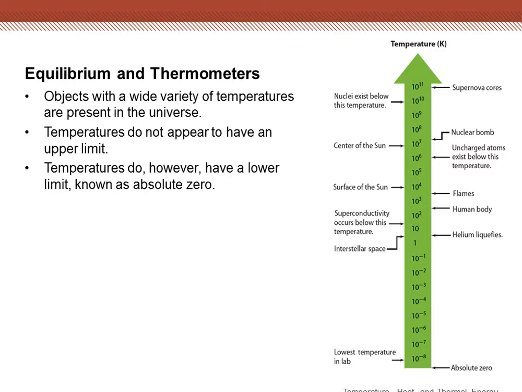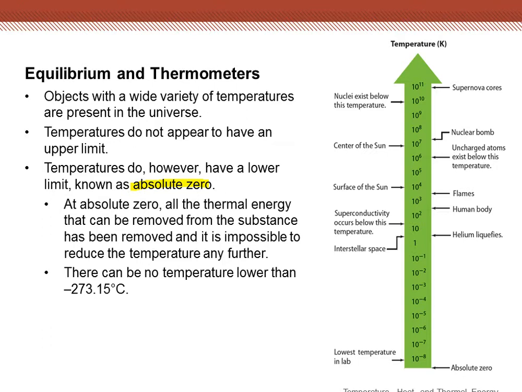However, temperatures do have a lower limit, and this is known as absolute zero. At absolute zero, all the thermal energy that can be removed from a substance has been removed, and it is impossible to reduce the temperature any further. There can be no temperature lower than negative 273.15 degrees Celsius.